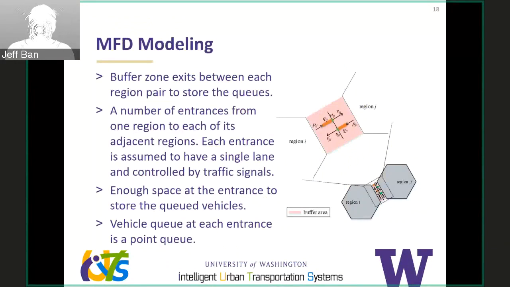So for the MFD modeling, first, in order to capture both the MFD dynamics and also the boundary queuing process, we model the boundaries between, let's say, region I and region J using a buffer zone, right? So we say the region has a buffer zone at the boundary. The buffer zone establishes this queuing model. You can have queues at the buffer zones, where vehicles can queue up and be ready to enter the next region, right? So for the rest of the region, it follows the MFD dynamics, but for the buffer region, it follows only the queuing process. We use a point queue, right? So you need to, of course, model the traffic flow transferred from the regular part of the region to the buffer. That's what we're going to show in this slide, right?